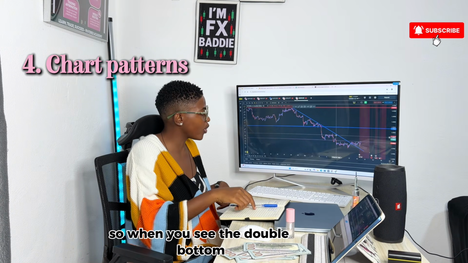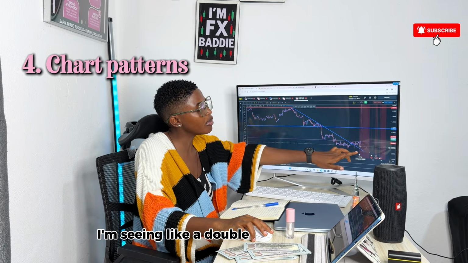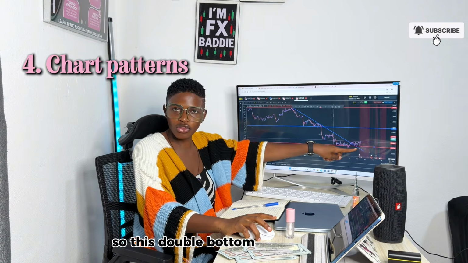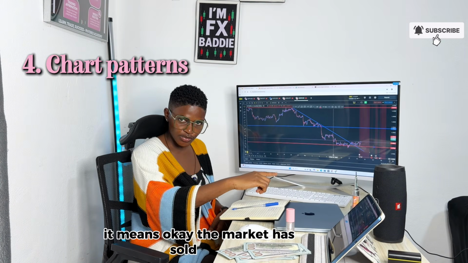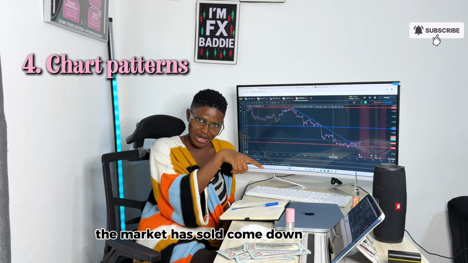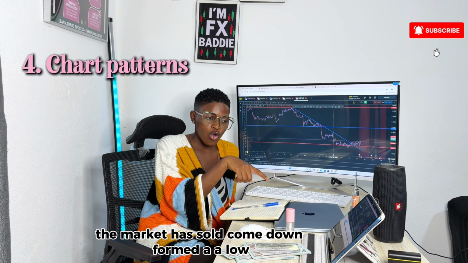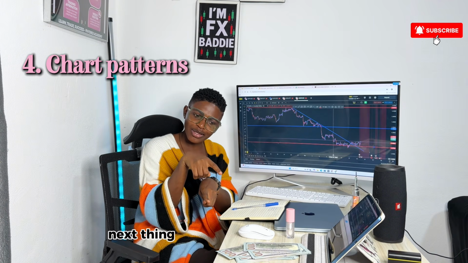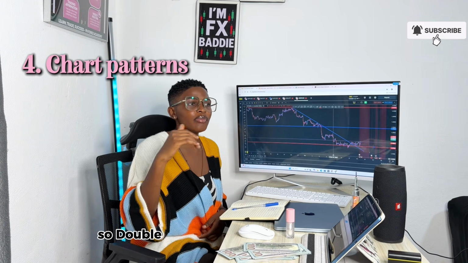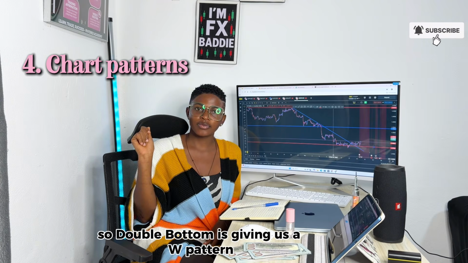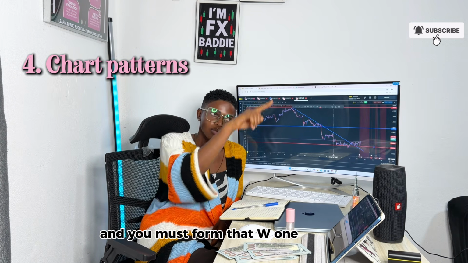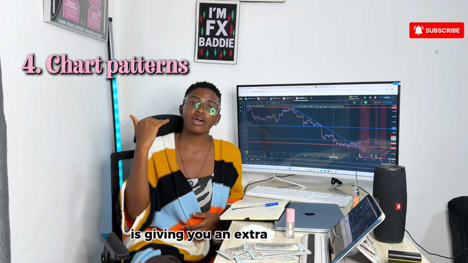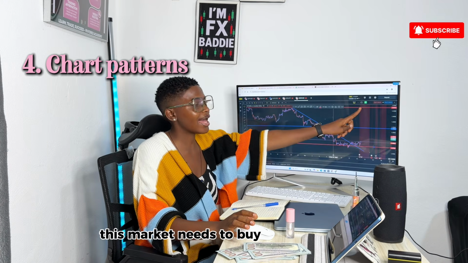So when you see the double bottom, okay, I'm seeing a double bottom here. Let me just mark this. So this double bottom, right, it means the market has sold, come down, formed a low, bought up slowly, came down, formed another low. Next thing, we are looking at buying again up. So the double bottom is giving us a W pattern, and you must form that W. One line, short, the next you go up. So the double bottom is giving you an extra confirmation that this market needs to buy up to form our W shape.